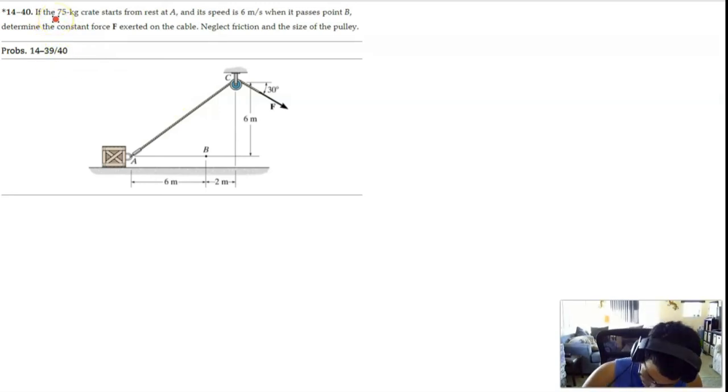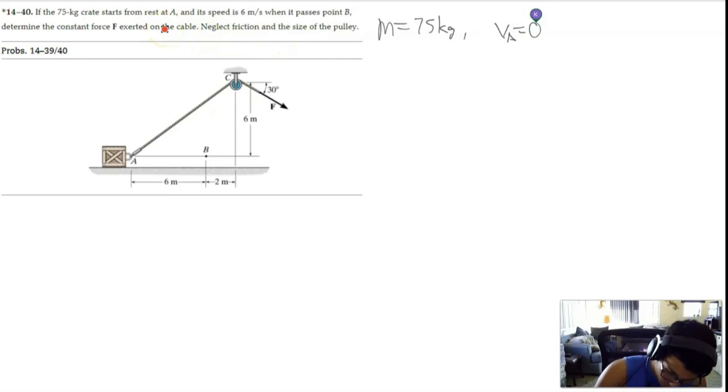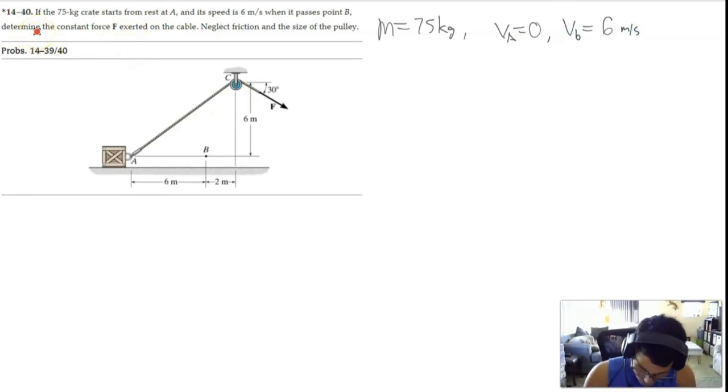So, mass 75 kilograms again. Write down everything you know just to get as much credit as you can. V is equal to 0, and its speed VB is equal to 6 meters a second. That's all we are given. Find F. I'm going to say that it will be useful to draw this diagram like that: a triangle and another triangle in here. So let's break this big triangle up into two triangles.